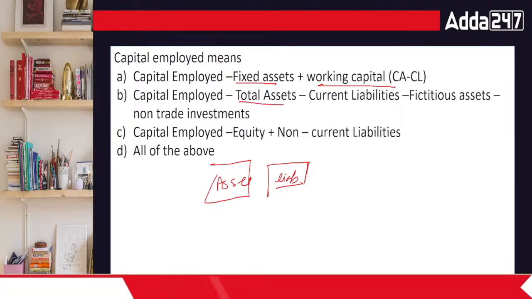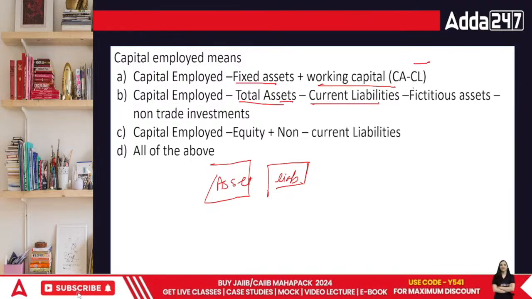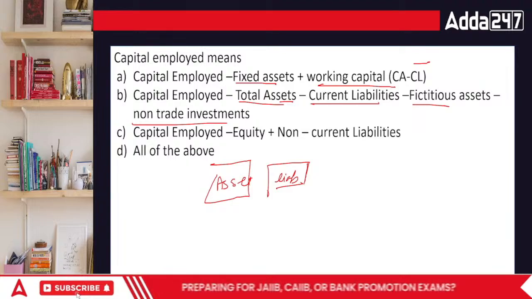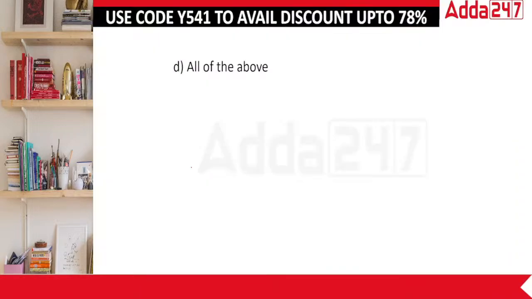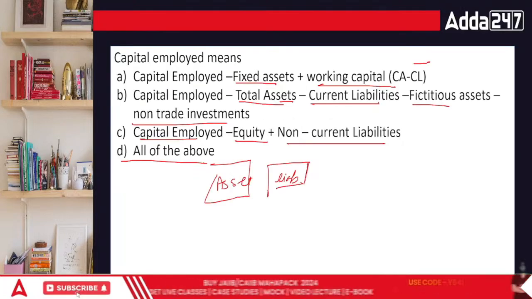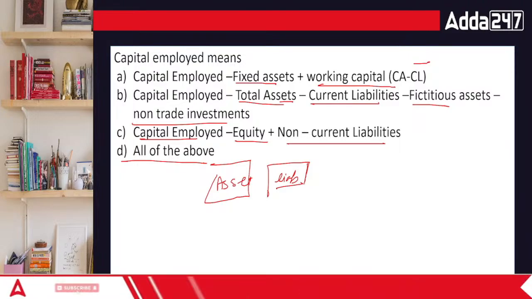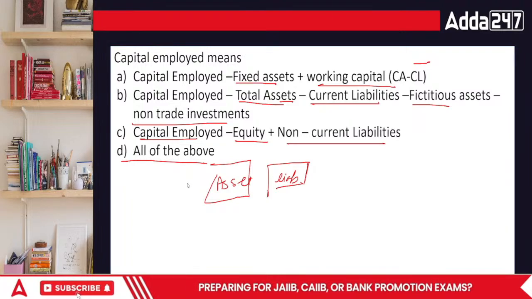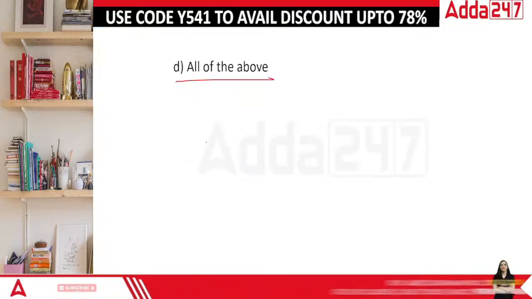Then capital employed is total assets. From the total assets, meaning current and non-current, remove the current liabilities. Fictitious assets and non-trade investments, ultimately all those investments which are non-trade, have to be eliminated. And then capital employed is equal to equity plus non-current liabilities. This is also correct. So the answer is all of the above. All these are formulas for capital employed. This chapter is beneficial for you in multiple areas, so please deal with this topic very carefully and in a proper manner. The answer is all of the above.